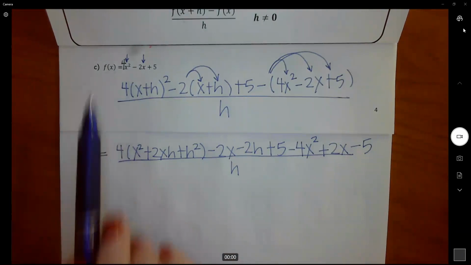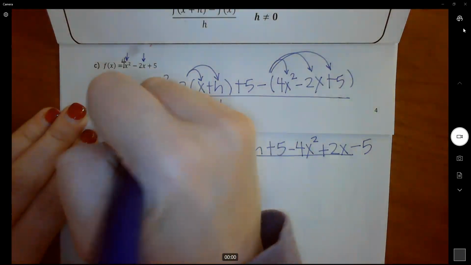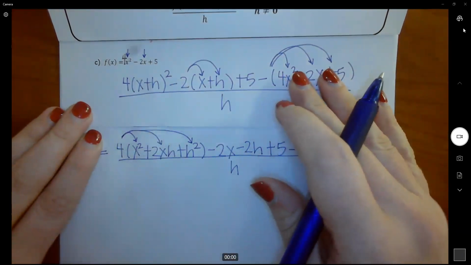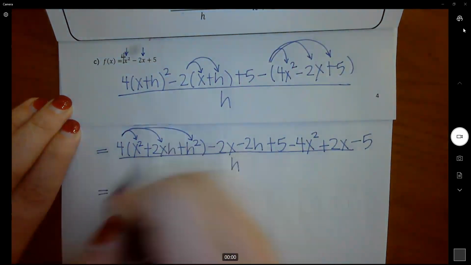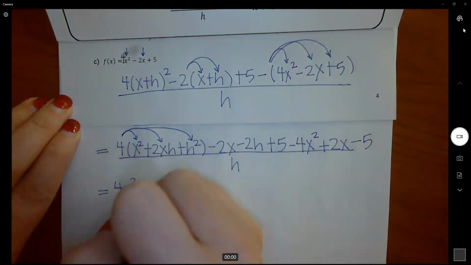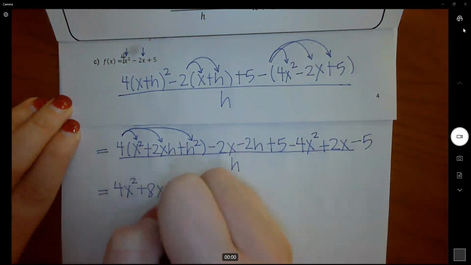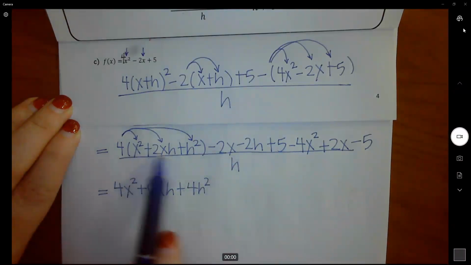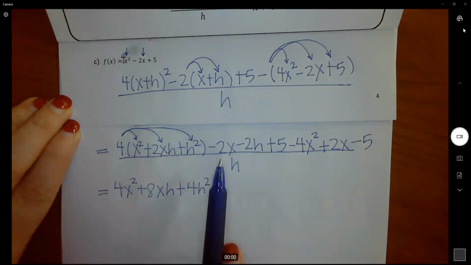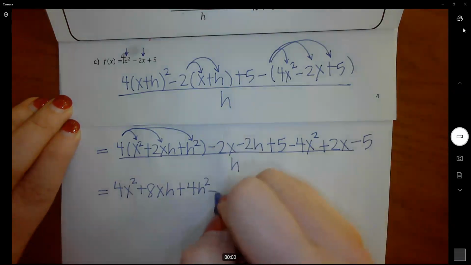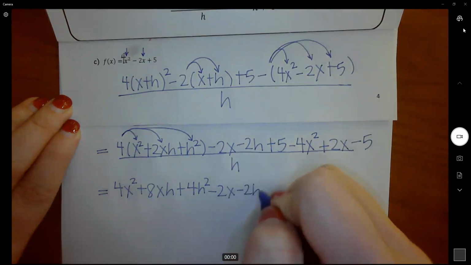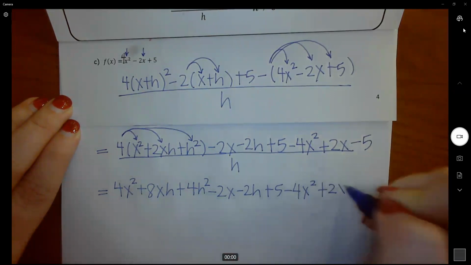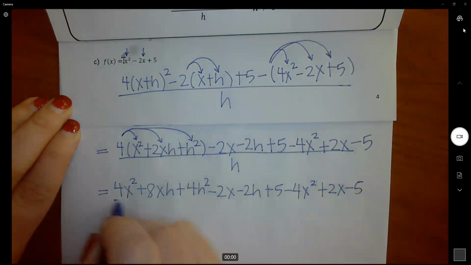Because I added a 4 here, we have that one additional step to distribute this 4 to all 3 of these terms. So this is 4x squared plus 8xh plus 4h squared. When I multiply 4 by these 3, this is what I get. And then nothing else in this equation is going to change, so I'm just going to bring it all down. And hopefully, everything without an h will cancel.